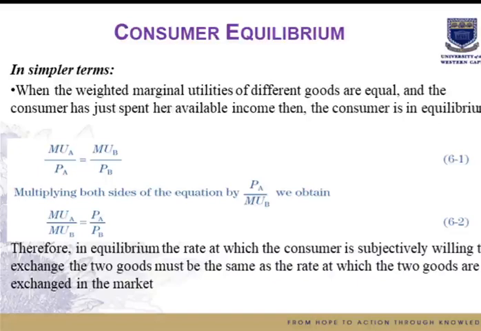In simpler terms, for a consumer to achieve equilibrium, the weighted marginal utilities of the different goods must be equal and the consumer must spend all his or her available income. We can further manipulate the equilibrium condition to reflect that at equilibrium, the ratio of marginal utilities is equal to the ratio of market prices. This simply means that the rate at which the consumer is subjectively willing to exchange the goods is equal to the rate at which the goods are exchanged in the market.